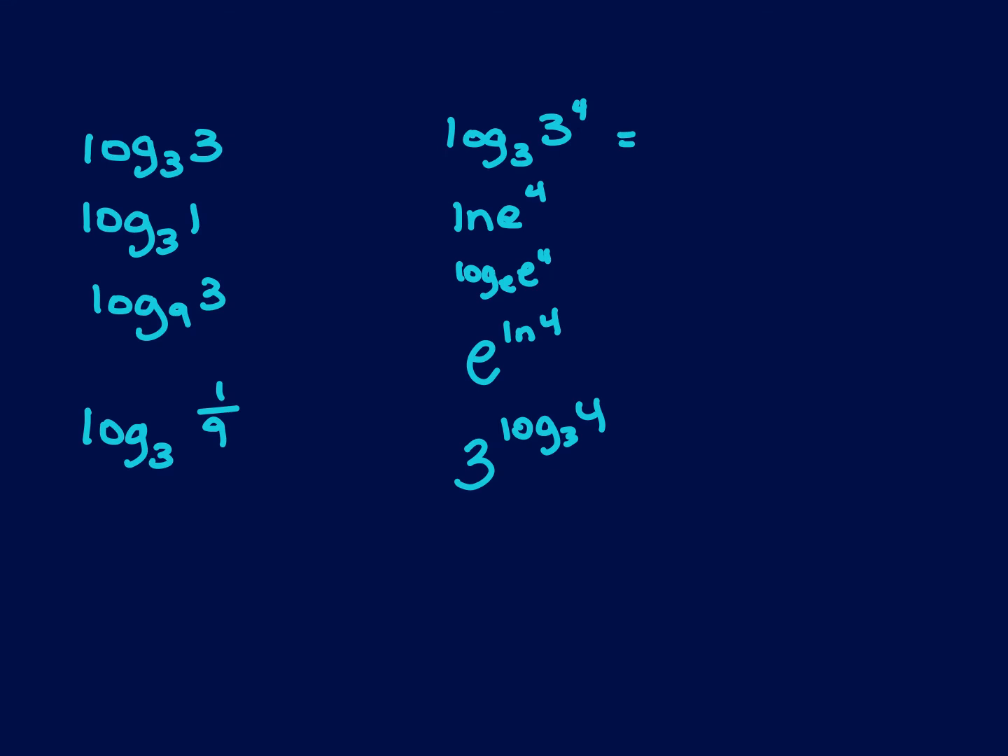If it is log base 3 of 3, what's my answer? 1. Log base 3 of 1? 0. Log base 9 of 3? So close. How do I get from 9 to 3? 1/2. It's a square root, right? Which is 1/2. Log base 3 of 1/9? -2.